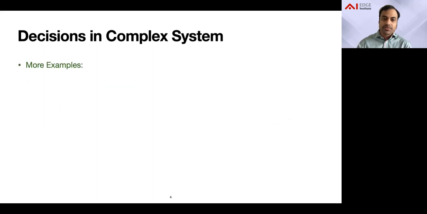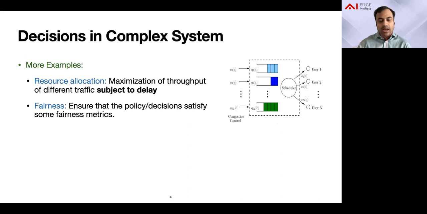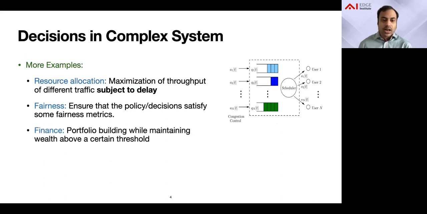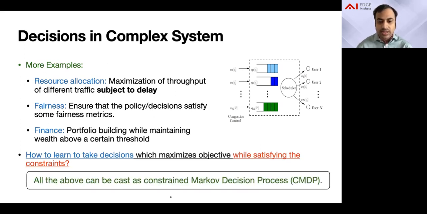And it is not limited to these examples. You can find a lot of examples. For example, resource allocation: you want to maximize the throughput of different traffic subject to delay. And in other applications, for example, you want to find a policy while ensuring fairness across the users, or build a portfolio while maintaining wealth above a certain threshold, even in finance. This brings the question of how to learn to take decisions which maximize the objective while satisfying the constraint. In most of these applications, you can cast the problem as a constrained Markov decision process. You have some underlying decision process, and you can take this structure and cast it as a CMDP, or constrained Markov decision process. This is what I'm going to talk about: how to learn in this kind of constrained Markov decision process.